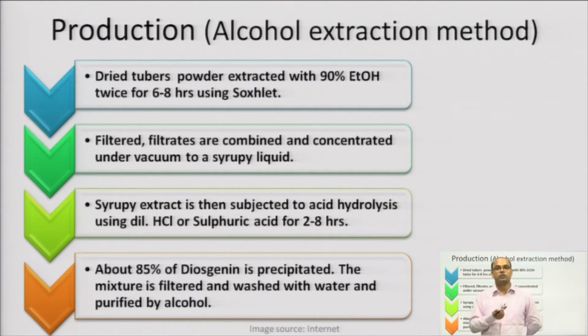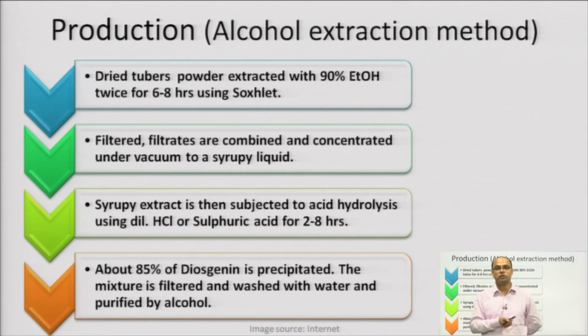So after 6 to 8 hours of Soxhlation, the mixture is filtered. The filtrate thus obtained is concentrated under vacuum to a syrupy liquid. We use the rotary vacuum evaporator for concentration of this extract. The syrupy extract is then subjected to acid hydrolysis, using dilute HCl or sulfuric acid.